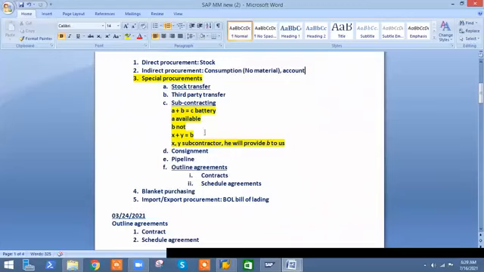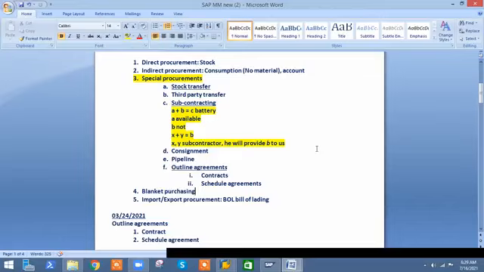So coming to blanket purchasing. Here the simple thing is we don't receive any goods receipt. We do not have any goods receipt. Simply we will create a purchase order, and then we will create the invoice receipt. So there is no goods receipt. That is called blanket purchasing.